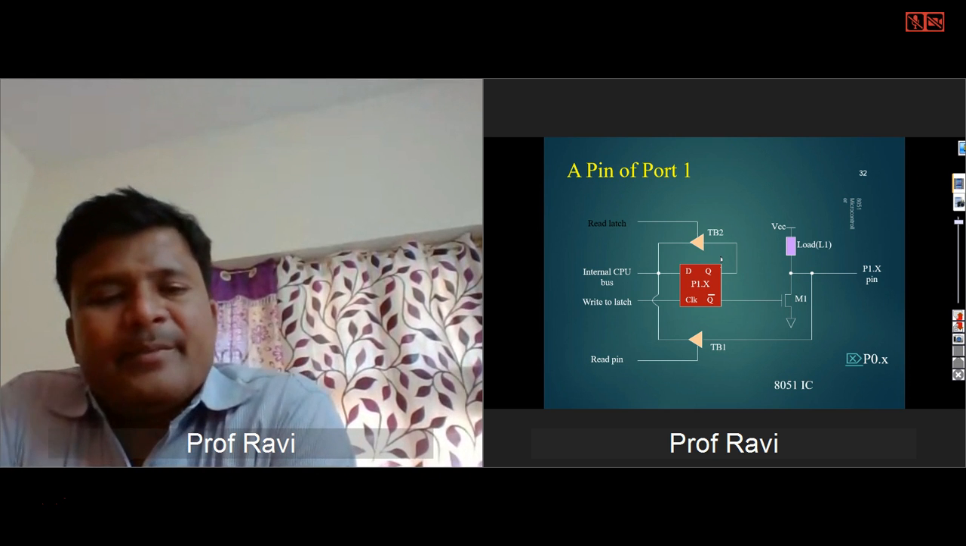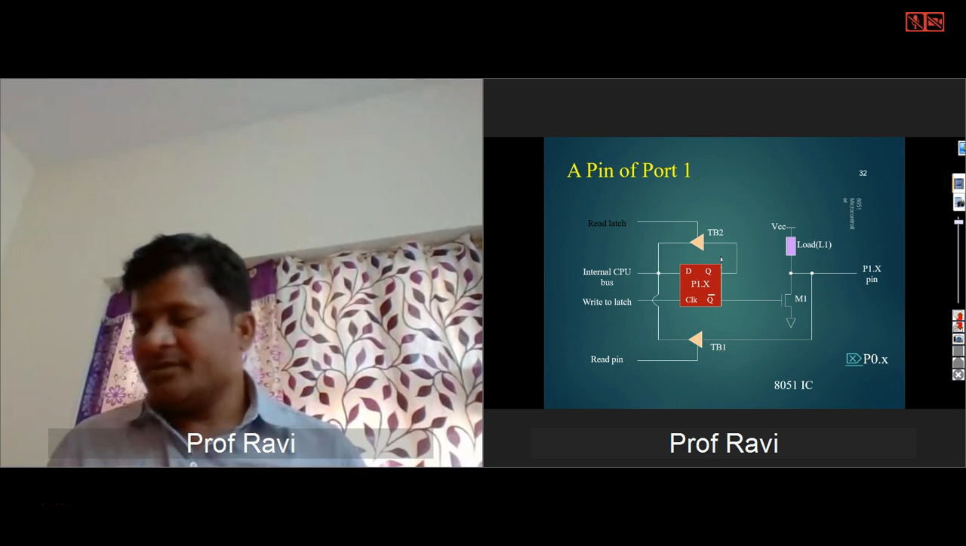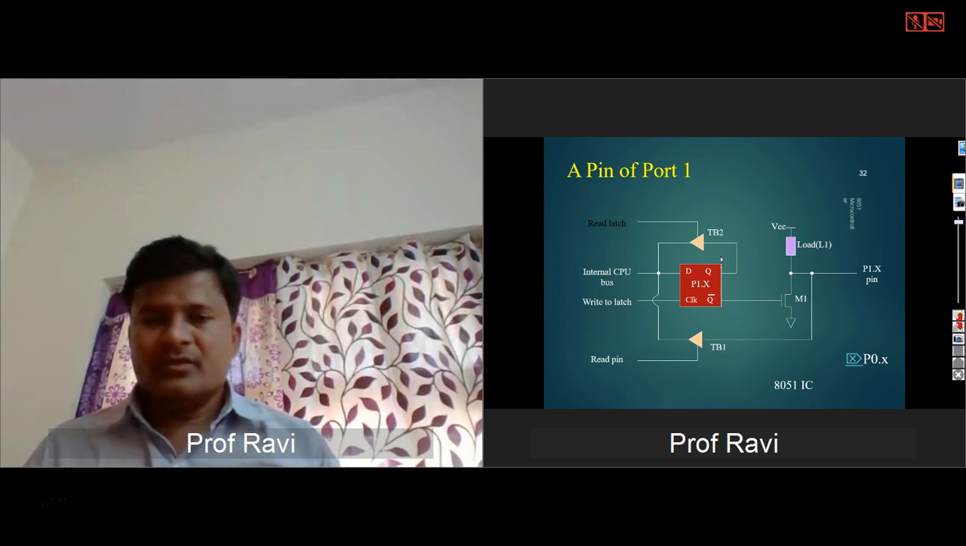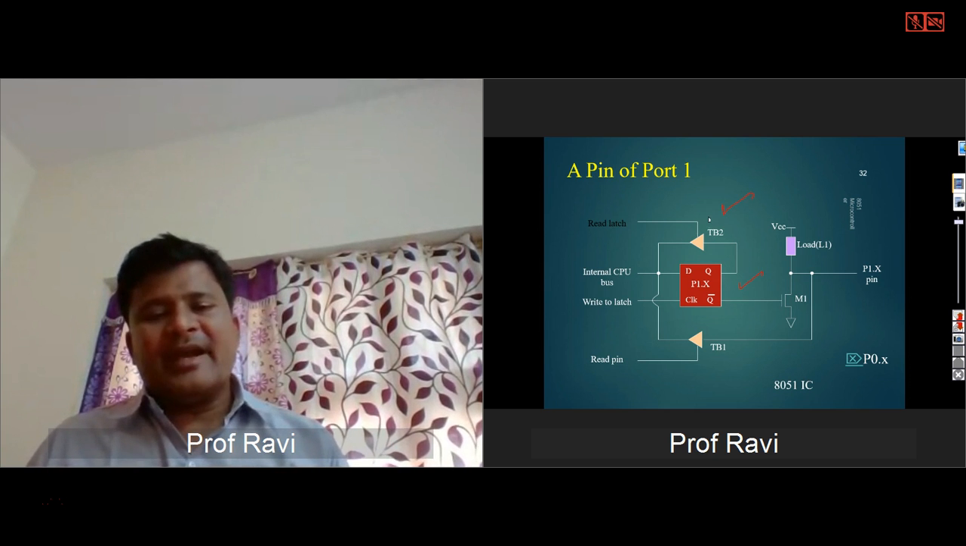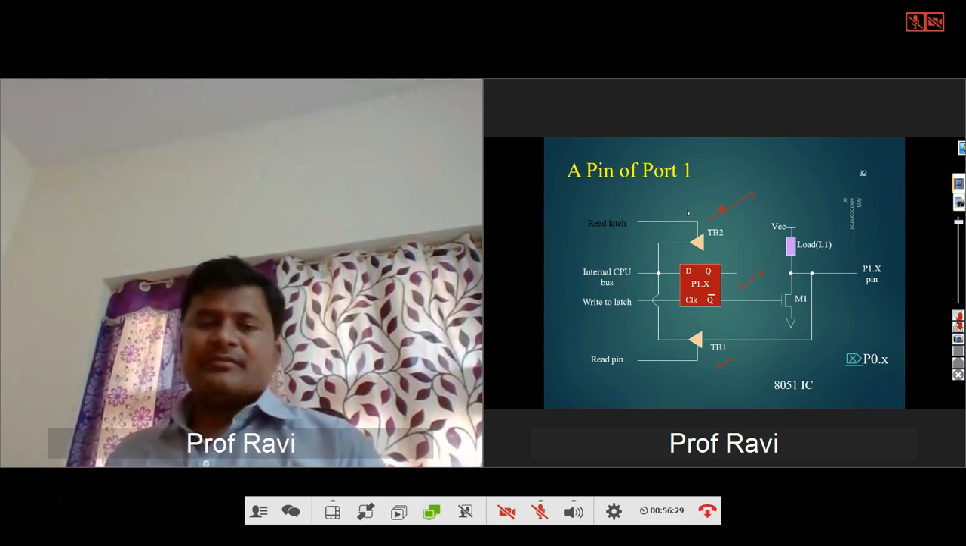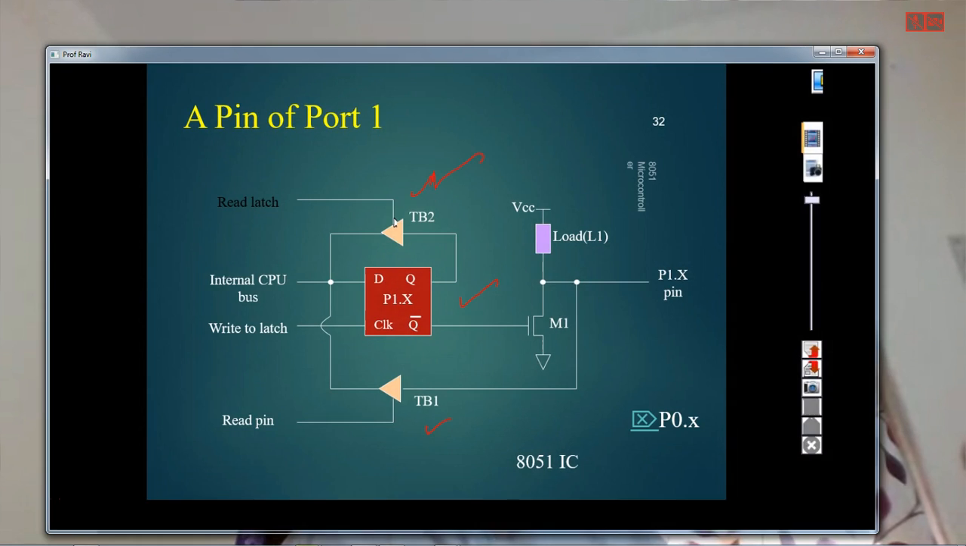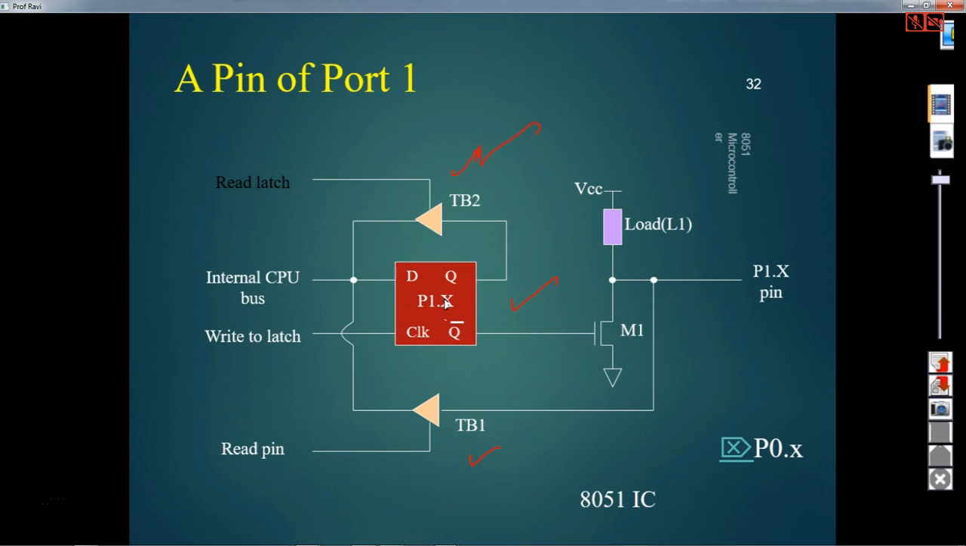So it has a latch, and it has bidirectional buffers. These are the buffers. This is to read input. So this is the read latch. Reading of this particular latch can be done by using this. Reading of the port pin can be done by using this.